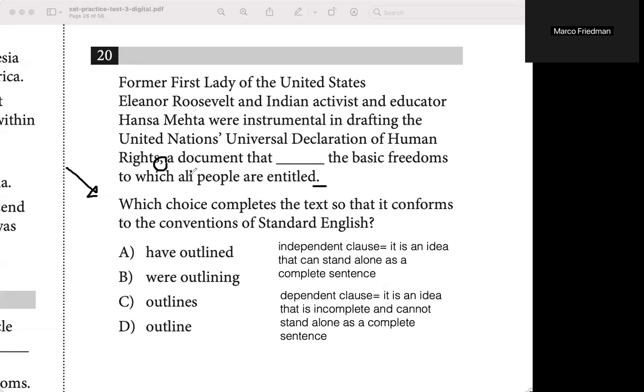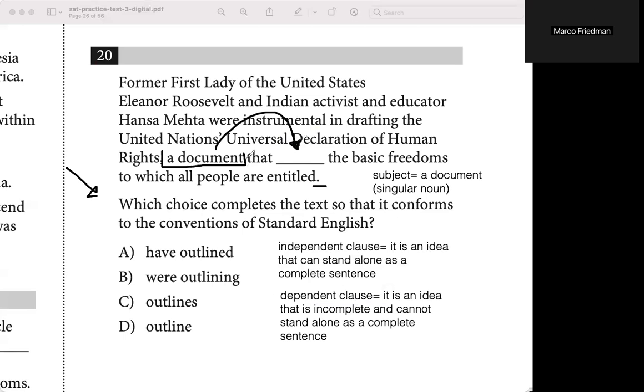So let's look here. A document. A document is our subject, okay? It is a noun. So a document is a singular noun. So I'm going to put here subject equals a document. This is a singular noun, okay? So that means the verb that goes here has to be conjugated for a singular subject, right? A singular noun or pronoun.